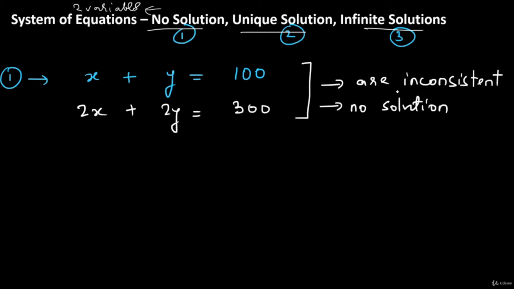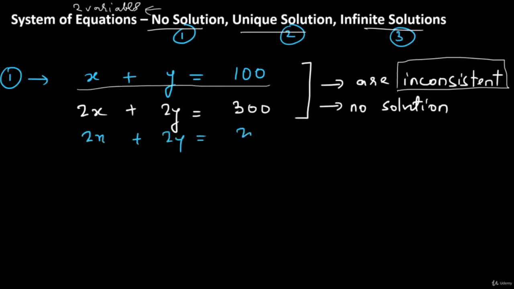Now, what do I mean when I say that they are inconsistent? Over here, I have x plus y is equal to 100. Now, let me multiply it throughout with 2. So I get 2x plus 2y is equal to 200, right? But over here, it's mentioned that 2x plus 2y is equal to 300. So these two are not consistent. Therefore, there will be no solution for these 2 equations.